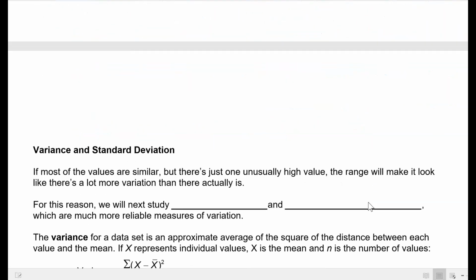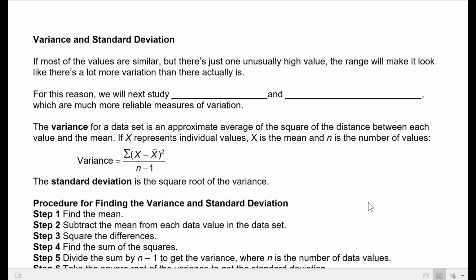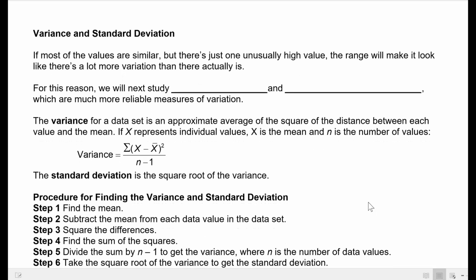All right, so that's, I would say, the easiest way to determine some variation. Next, we're going to talk about variance and standard deviation, which is a little bit more complex. Sometimes if there's just one unusually high or low value, the range will make it look like there's a lot more variation than there actually is. For example, maybe you have a list of numbers like 48, 49, 50, and then 500.